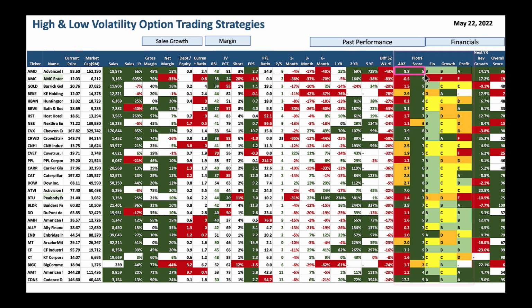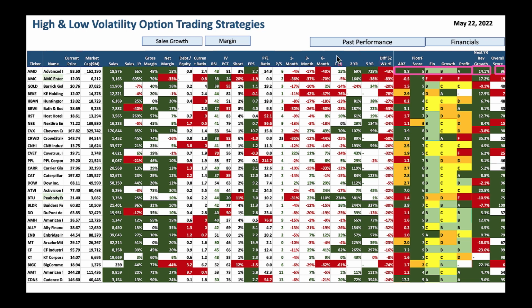Then you got the Piotroski F score. 5 means the books are in rock solid shape here. I like the higher the better. And then the financial growth and profitability indicators from Morningstar are rock solid. And next year revenue growth is positive. Overall score is 96. I feel pretty good about AMD here.